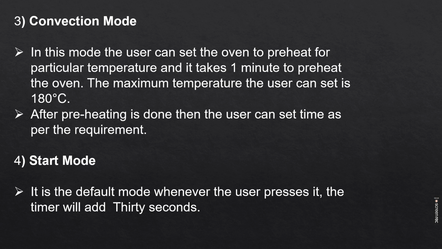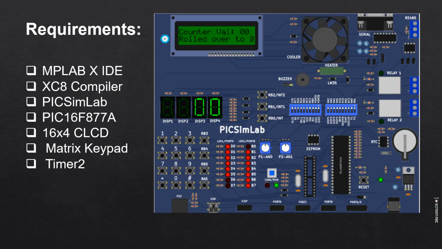The last mode is start mode. The start mode is the default mode. Whenever the user presses it, the timer will add 30 seconds. So if it is at 40 seconds and the user presses it, it will go to 1 minute 10 seconds. That is how it works. So this is all about the four modes in the microwave oven project.